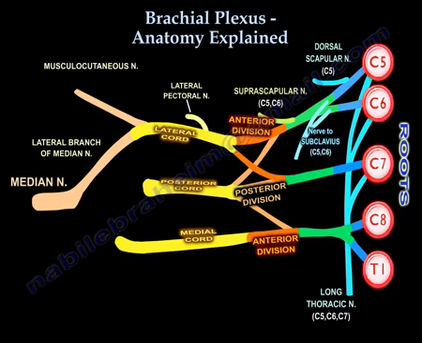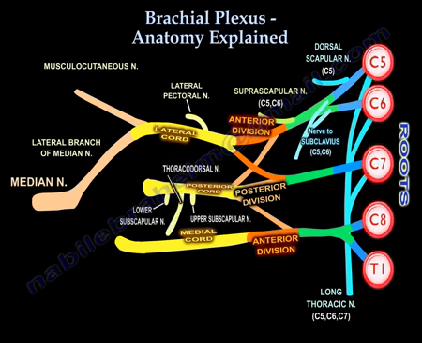How about the posterior cord? The posterior cord gives branches which are the upper subscapular, the thoracodorsal, and the lower subscapular, and ends by 2 branches, which are the axillary nerve and the radial nerve. So you have 5 branches from the posterior cord.